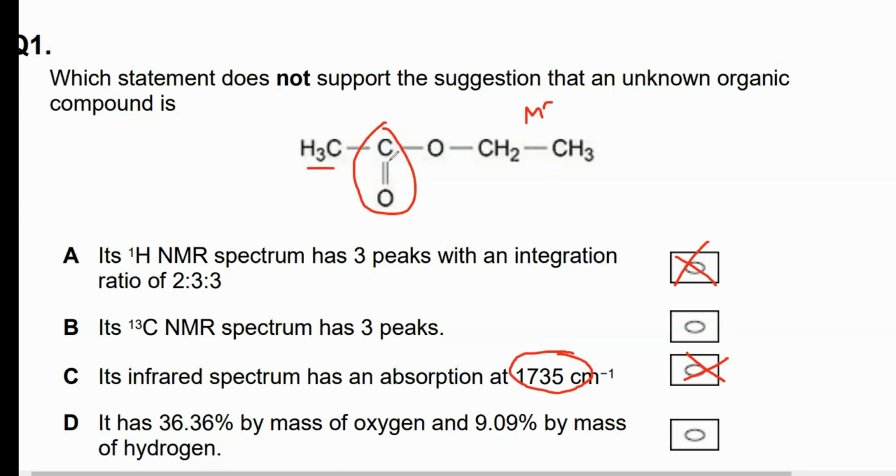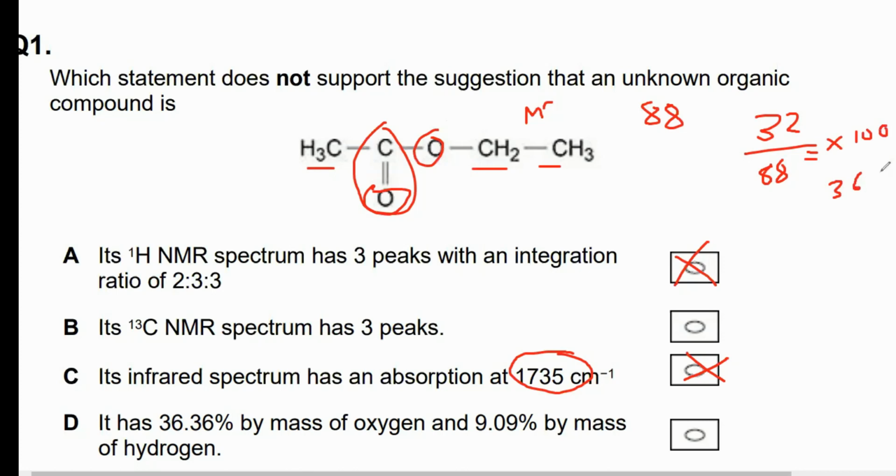So what we're looking at here is, what's the Mr of this compound? We're looking at D now. And the Mr of this compound is 88. If you add up all the carbons, hydrogens, and oxygens, you get 88. Now we're trying to see, is it 36% oxygen by mass? Well, there's two oxygens, that's 16 each, so that's 32 over 88, times 100. It equals 36%. So actually this does support that the amount of oxygen is 36% by mass.